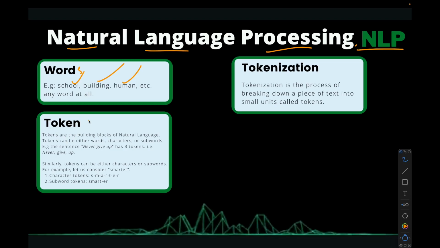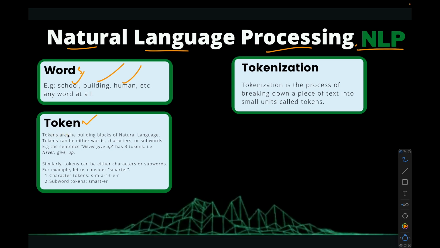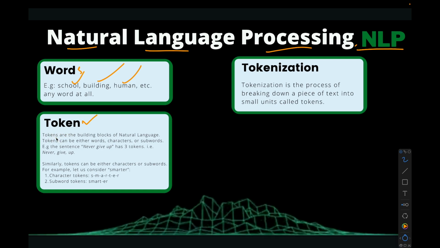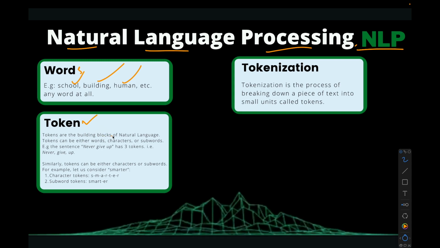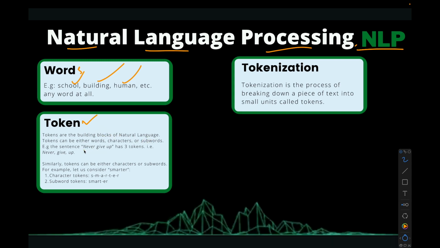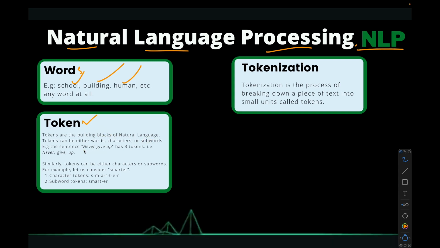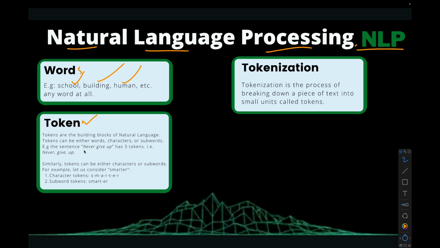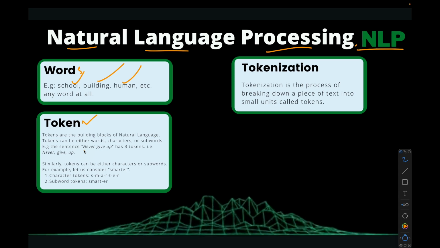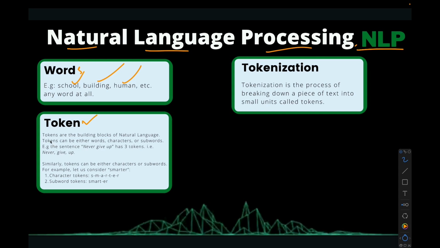And then we have token. Maybe this is what is going to be strange to you. So token is nothing but, as I've given the definition over here, tokens are the building blocks of natural language processing. So you'll be hearing a lot of token over and over again as we move on. We're going to be mentioning token, so you need to understand what we mean when we talk about token, okay?